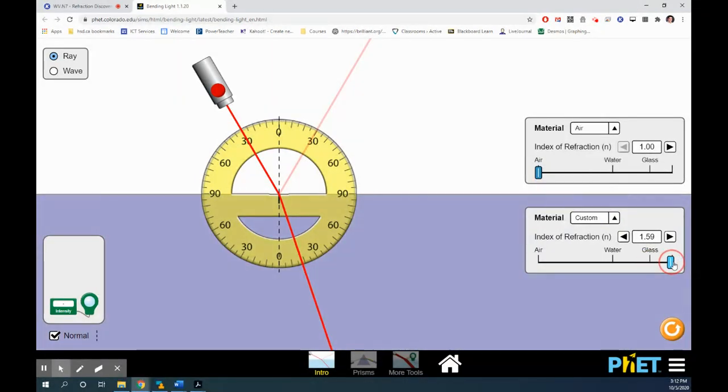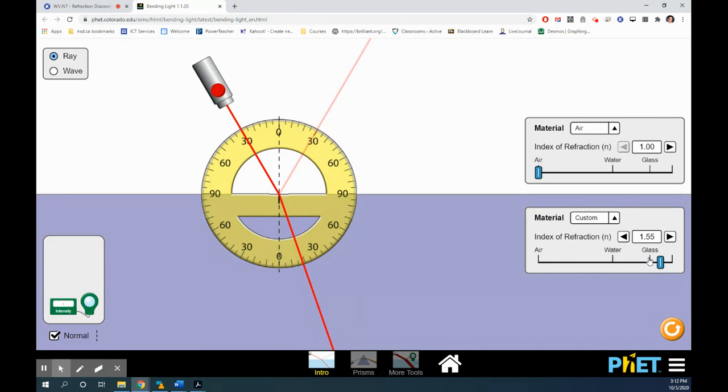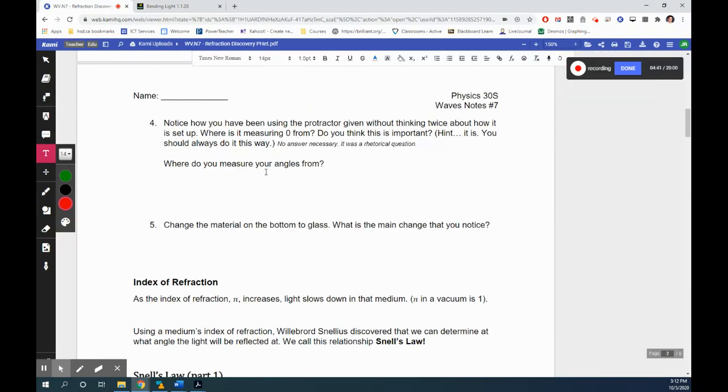We can play around here with these values, and we can see what's going to happen as the index of refraction changes as we go from air into a different source. Okay, so let's flip to the next page here.